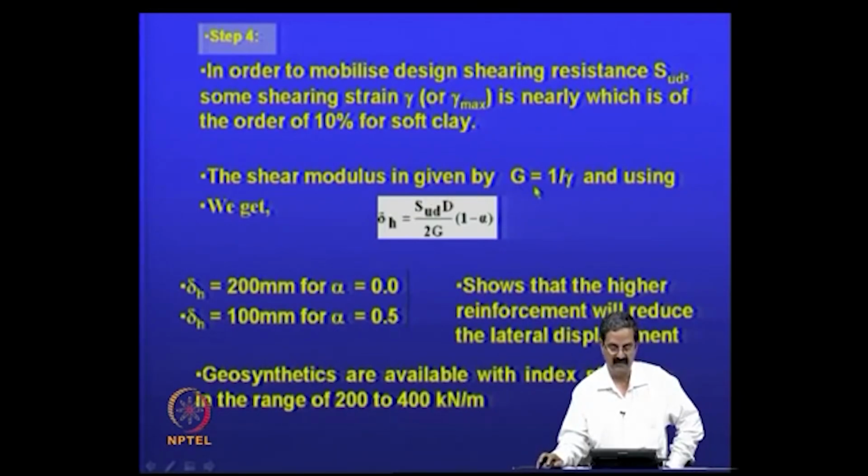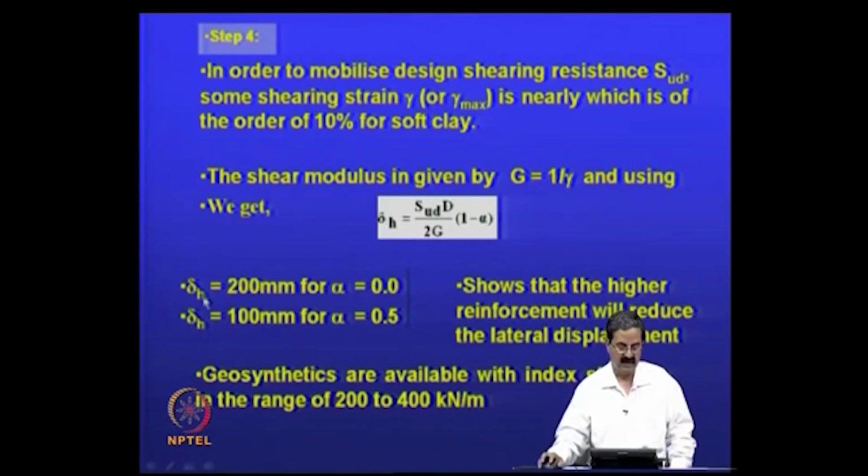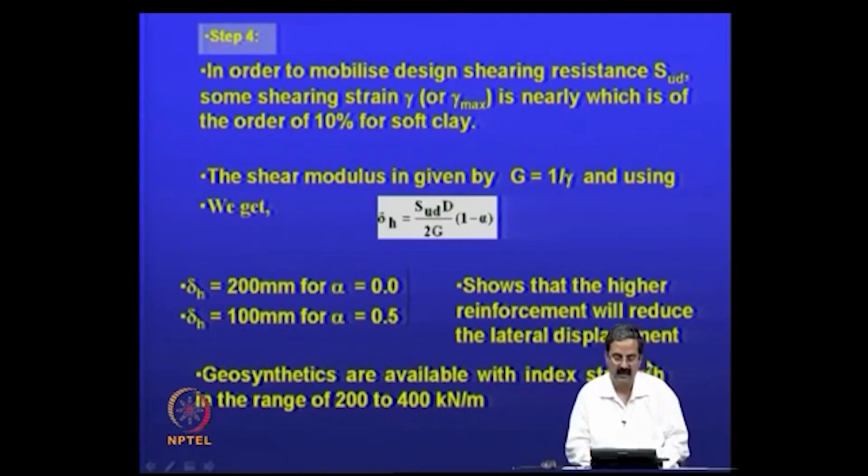The shear modulus is given by, we know this term, and delta H is the horizontal displacement. So, if you use this expression, how do you get it? You can see that for a stiffer grade of reinforcement, the horizontal displacement, how much it moves, is 100 mm, and it is 200 mm in the other case. So, this shows that a high reinforcement force will reduce the lateral displacement, which is very important.